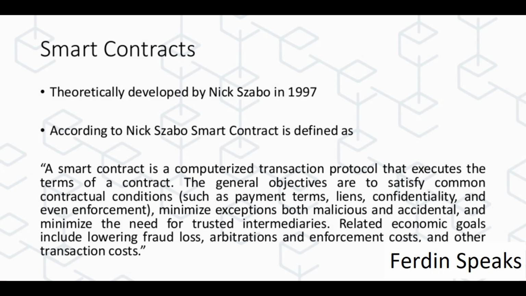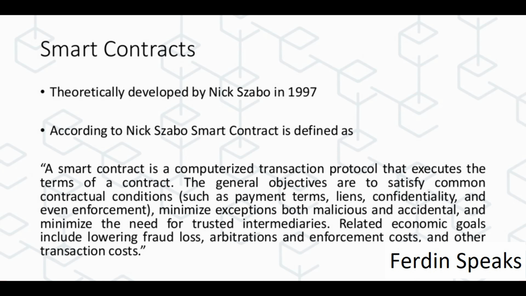Smart contracts, a brief history: it was theoretically developed by Nick Szabo in 1997. So the base of smart contracts is not new. The usage of smart contracts is new, but not its invention. It was invented way before, in 1997.